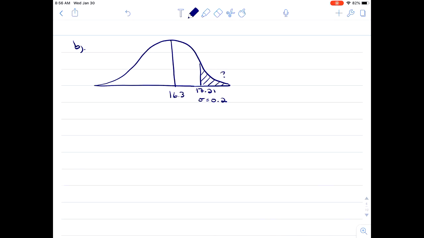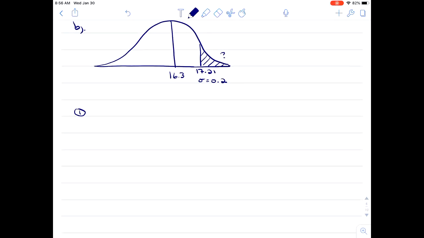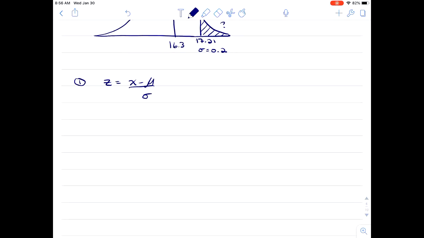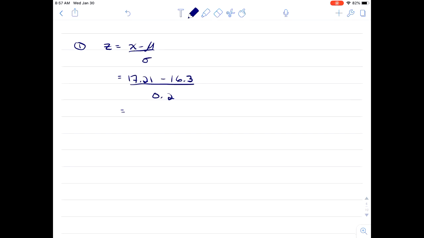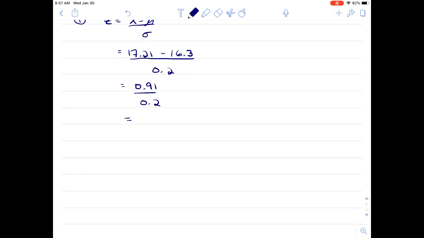Okay. Same steps. Step 1. Find your Z score. Z is x minus mu over sigma. 17.21 minus 16.3 divided by 0.2. I should write out 0.91 divided by 0.2. You don't have to, but it's just so you can check your work. I get 4.55.